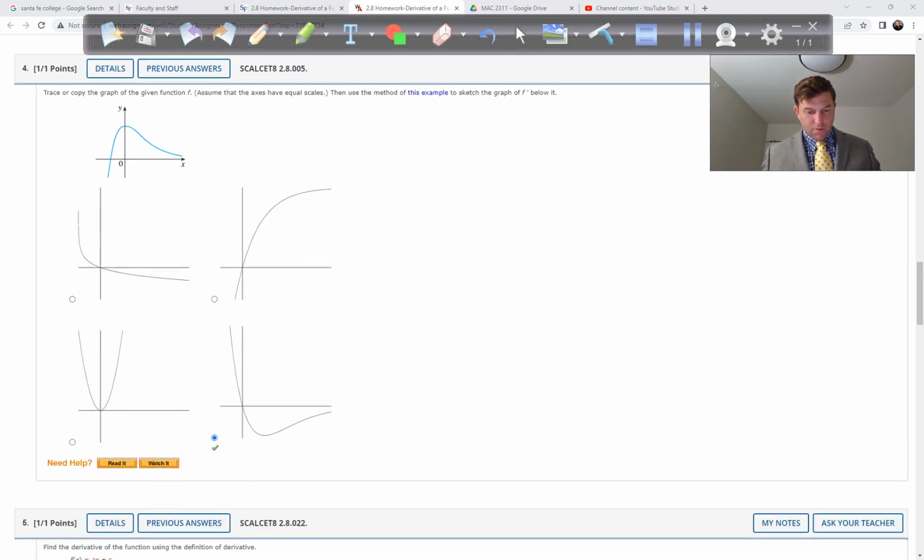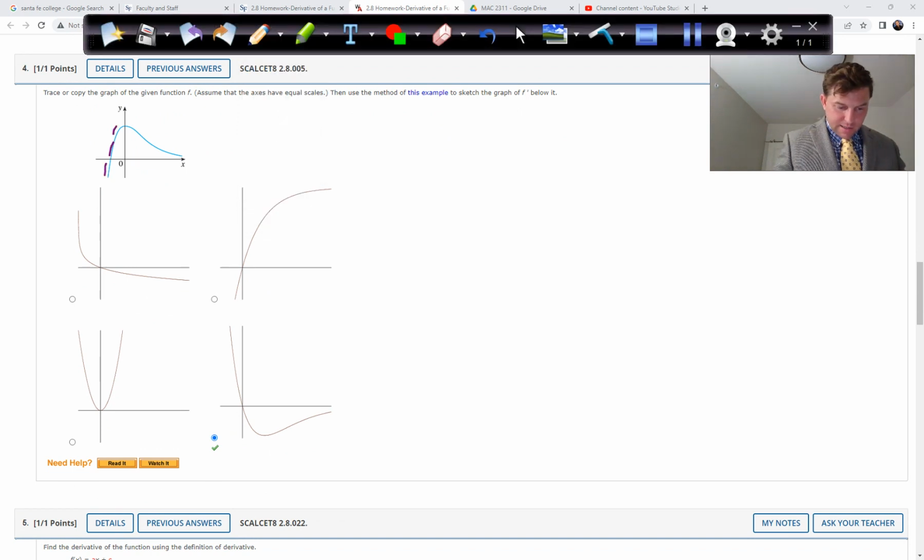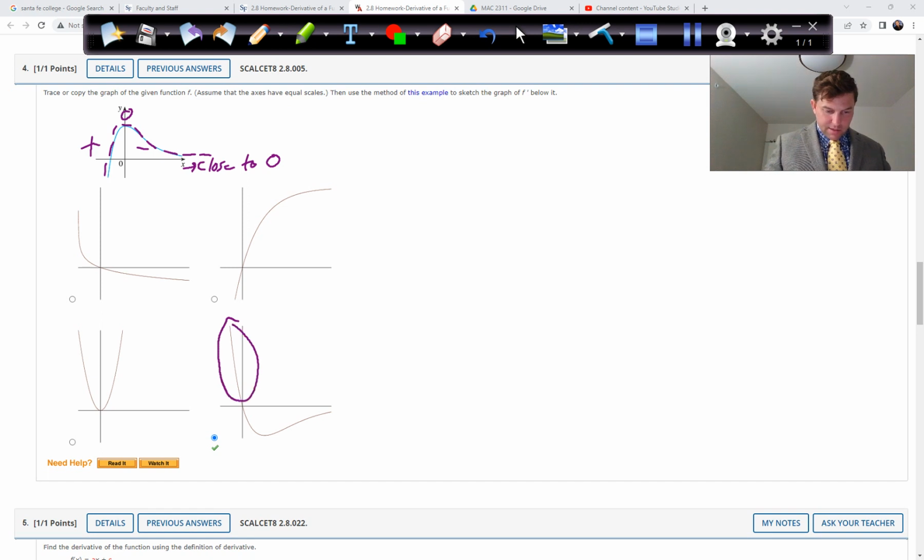Okay, same idea. We have positive, positive, positive, zero, positive slopes, zero, then negative, negative, negative, negative, but it's flattening out, it's getting close to zero. So notice it's positive, positive, positive, and then zero. So this point matches this point here, right on the y-axis. And then they're all negatives, but they're starting to get closer to zero. So it's going to be that picture.